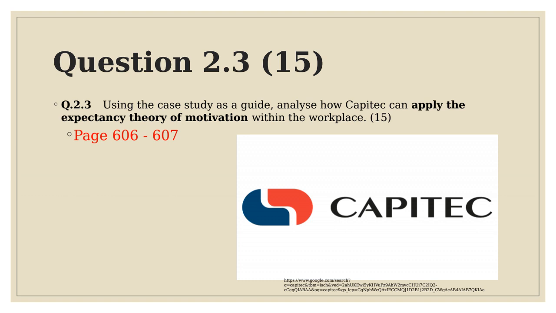For example, the expectancy theory, just in a nutshell, is when an employee thinks that my efforts, what I'm doing, are going to be in direct relation to my performance. So if I perform well, I expect a reward. And if I expect a reward, I'm going to work hard because I want that reward.